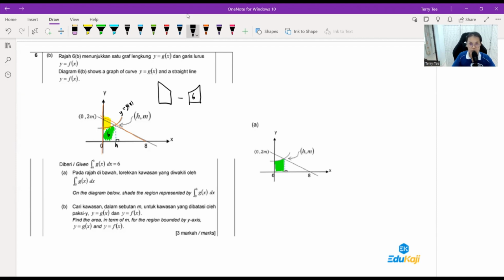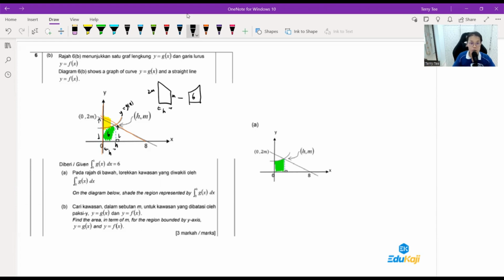So you can see the length from here to here is 0 to h. This is h, right? This one is 2m. Can you see? 2m. This is m. So let me write here m. So if you use area of trapezium, your answer will be in terms of h and m. But I don't want h, I want m. So I need to find a relationship between h and m.